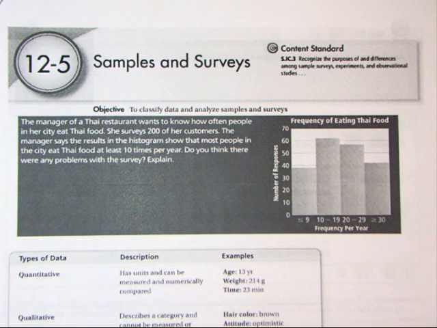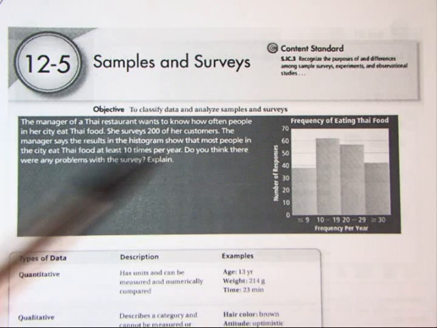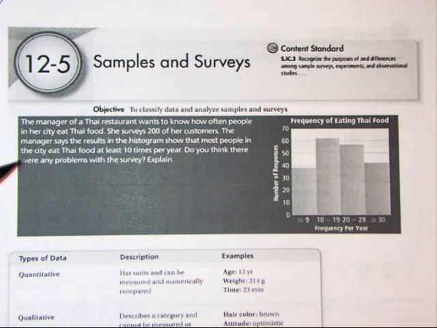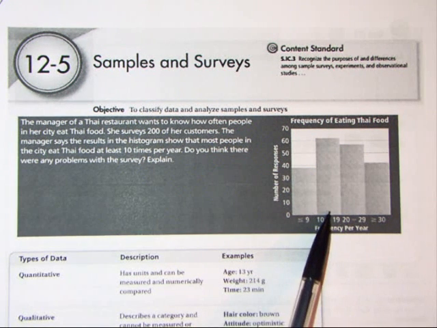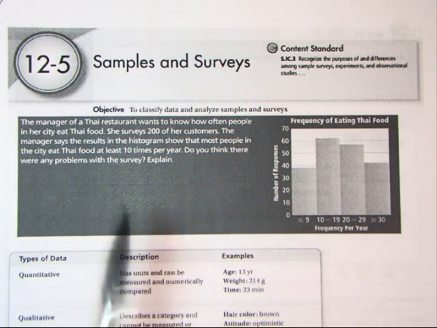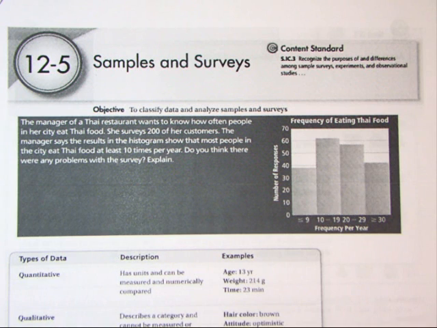The manager says that the results in the histogram show that most people in the city eat Thai food at least 10 times per year. So here it is, at least 10 times. See the arc, how it goes up there? Do you think there were any problems with this survey?